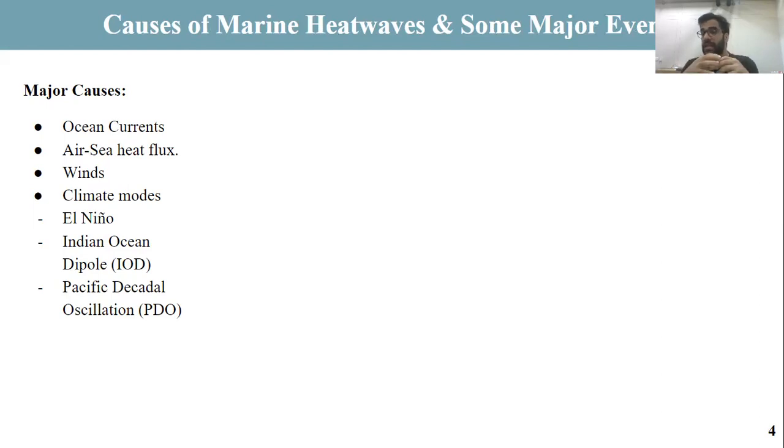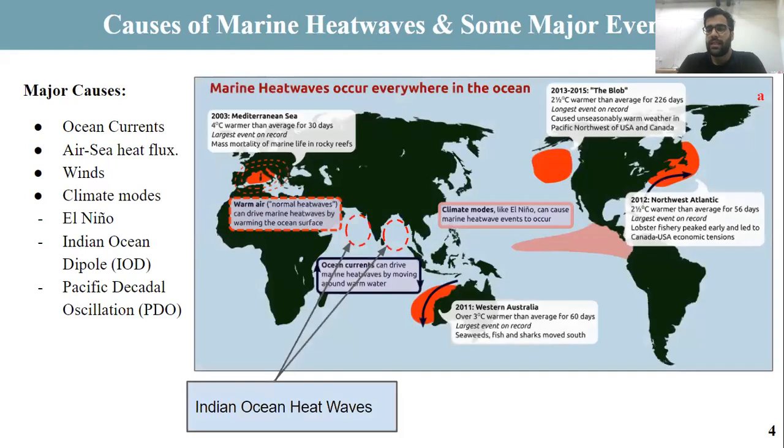Also, the winds can either suppress or promote the heat wave event. In the literature, it has also been mentioned that a few climatological modes, El Nino, the Indian Ocean Dipole, and the Pacific Decadal Oscillation, have been responsible for heat waves in the past. Now, why are these heat waves? Heat waves occur in every ocean.